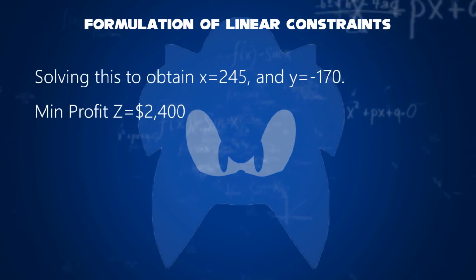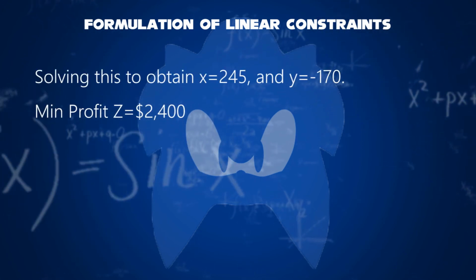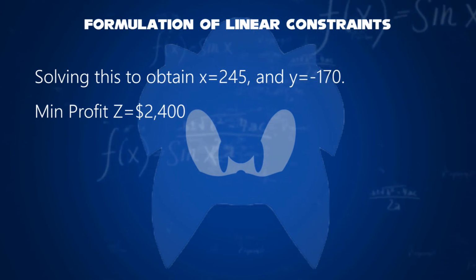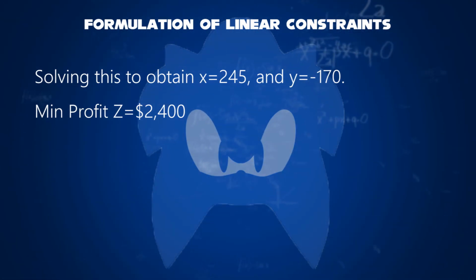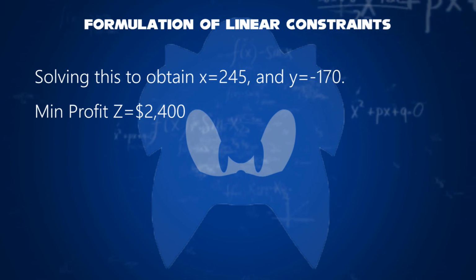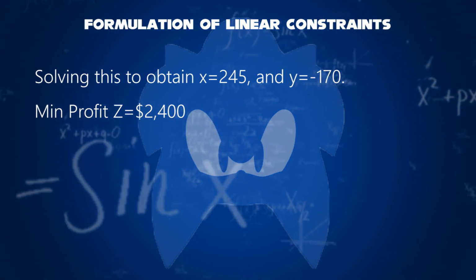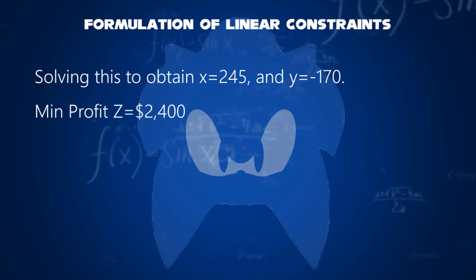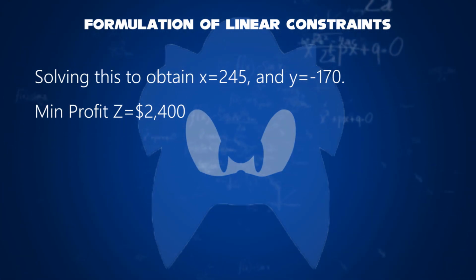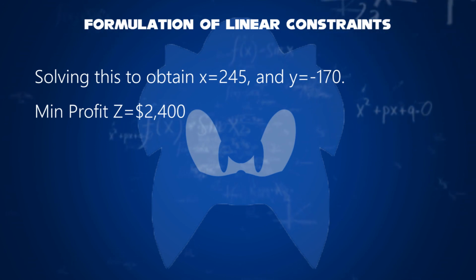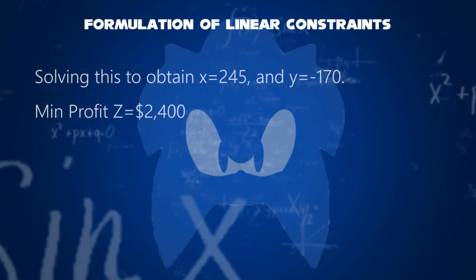If you solve this, you'll get an optimal solution for the point of intersection. That is x equals 245, and y equals minus 170. The optimal value z is equal to $2,400 for minimum cost. So now, you are familiar with maximize and minimize profit by the formulation of linear constraints.